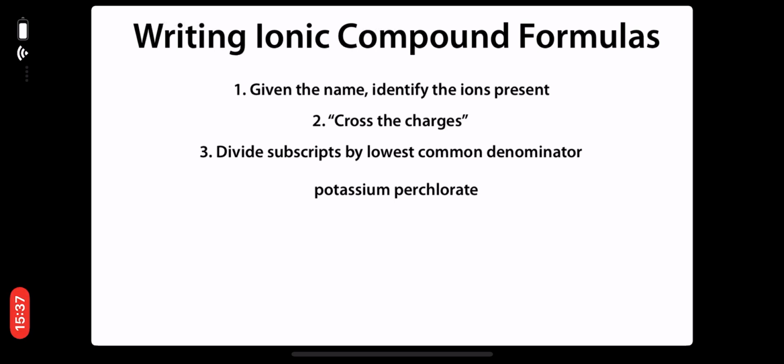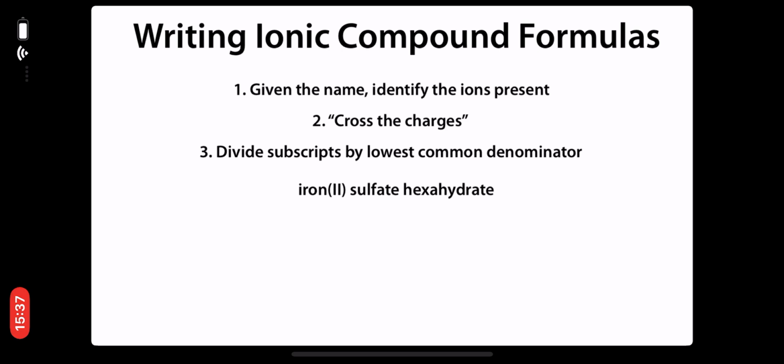Potassium perchlorate. K+ and ClO4-. Cross the charges, we get KClO4. Sodium chlorate. Na+, ClO3-. Cross the charges, and we get NaClO3. We don't need to divide any subscripts because the lowest common denominator is 1.